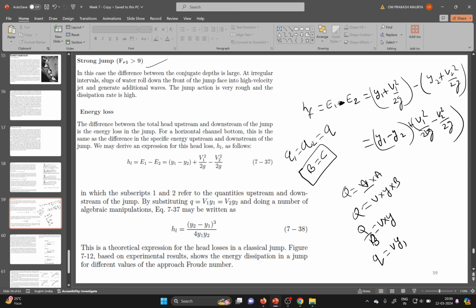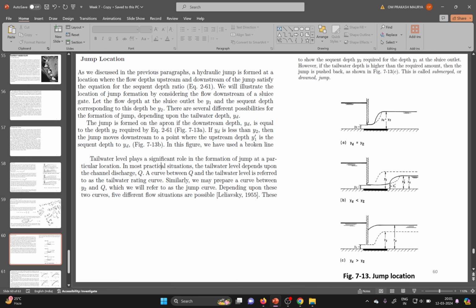From here, if you put all the expressions, what will be your V1? Your V1 is equal to Q divided by Y1, and V2 is similarly Q by Y2. If you put this here, finally you will get the expression like that: HL is equal to (Y2 minus Y1) whole cube divided by 4 Y1 Y2. It is very, very important sometimes in 1 mark questions.